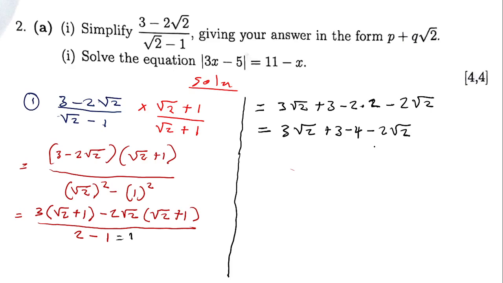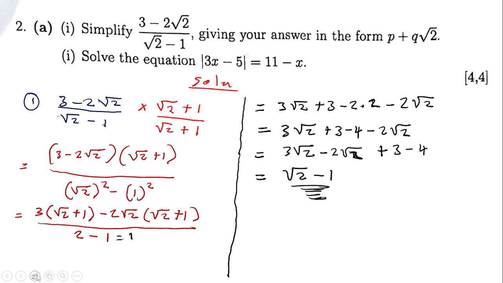Then I'll collect like terms. I'll say 3 square root 2 minus 2 square root 2, and then I'll have plus 3 minus 4. These are like 3x minus 2x, which is just x. So it's going to be square root 2 and then minus 1. So this was the final answer for this particular question.